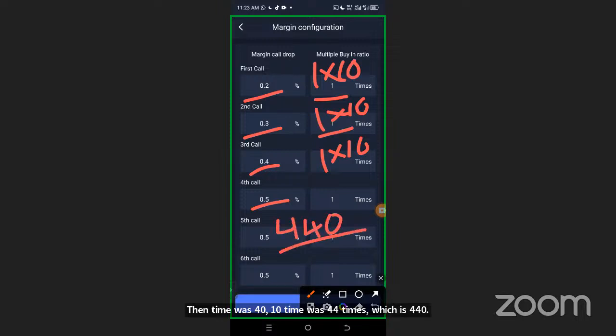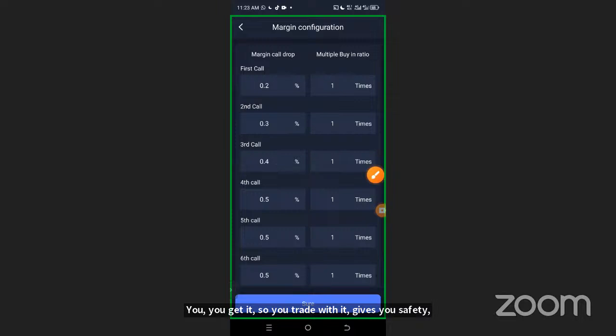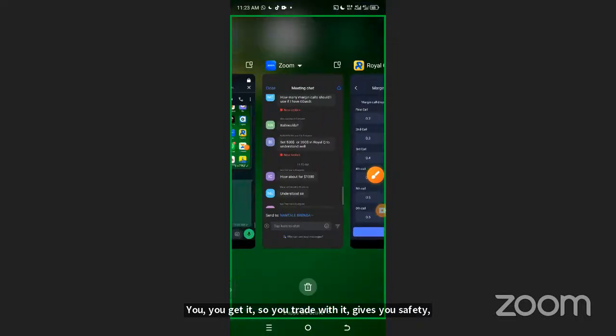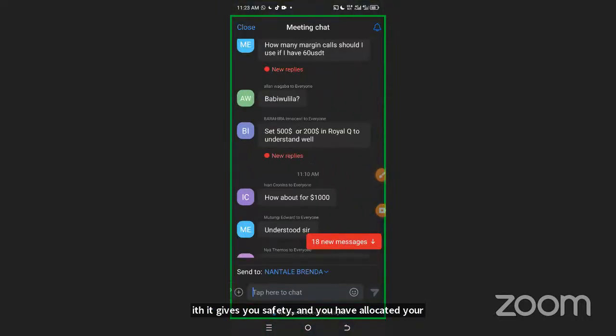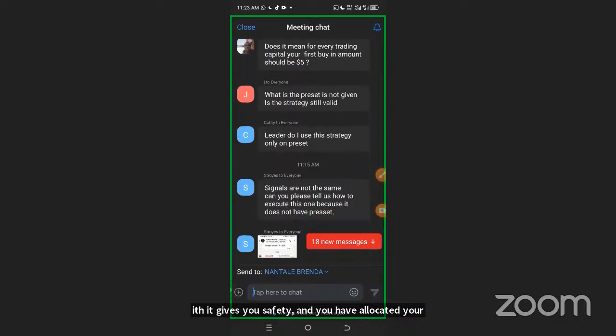440, which is okay. You have calculated your margin calls very well, and the money you have remained with very well. You get it. So when you trade with margin calls, it gives you safety, and you have allocated your trading capital very well. If you have understood that, type 3 in the chat.